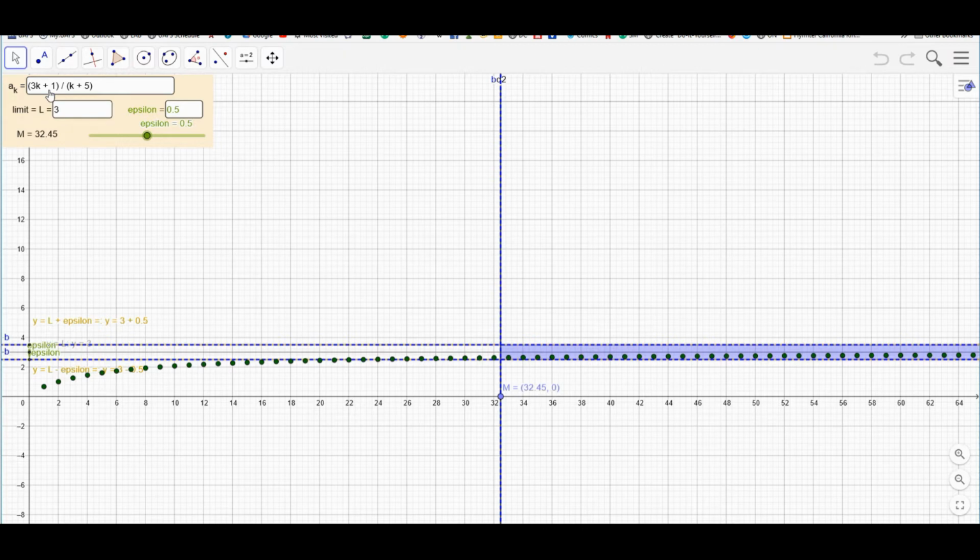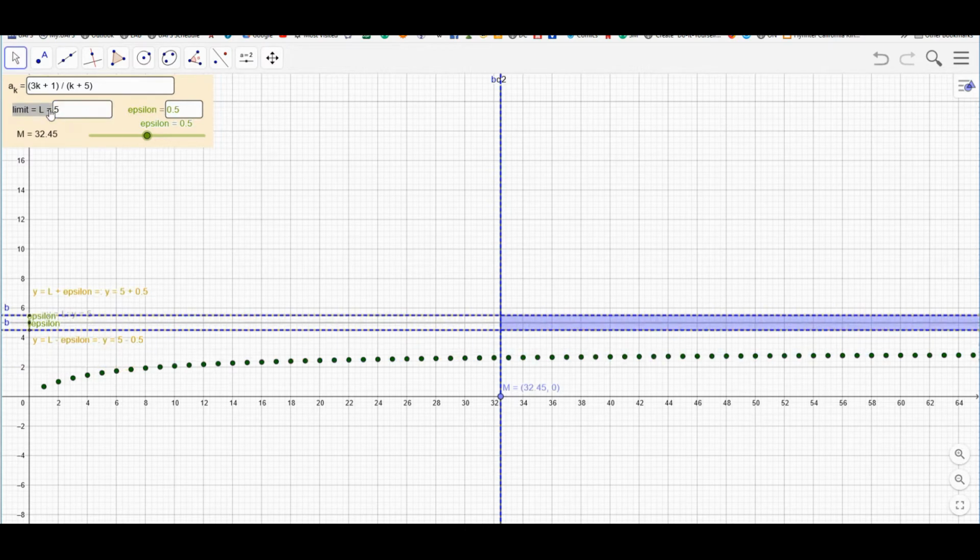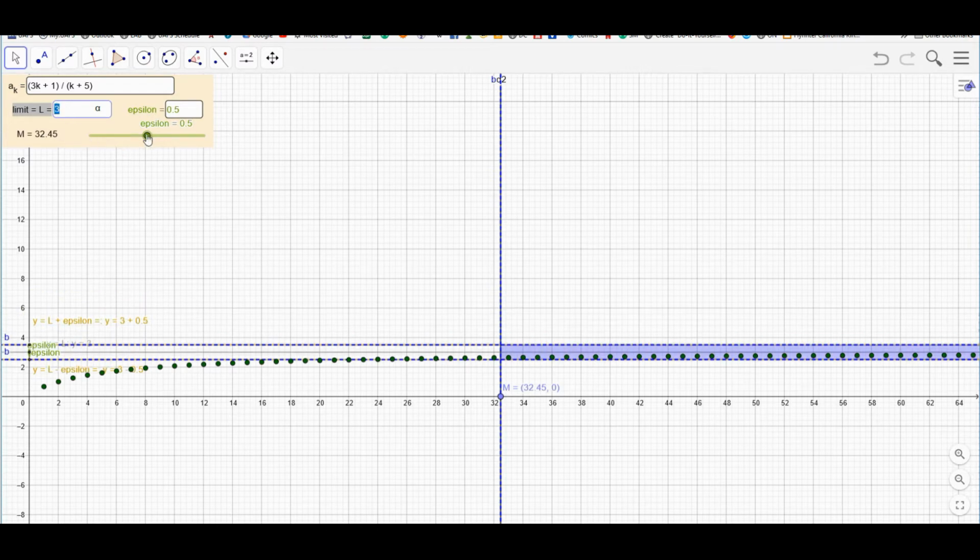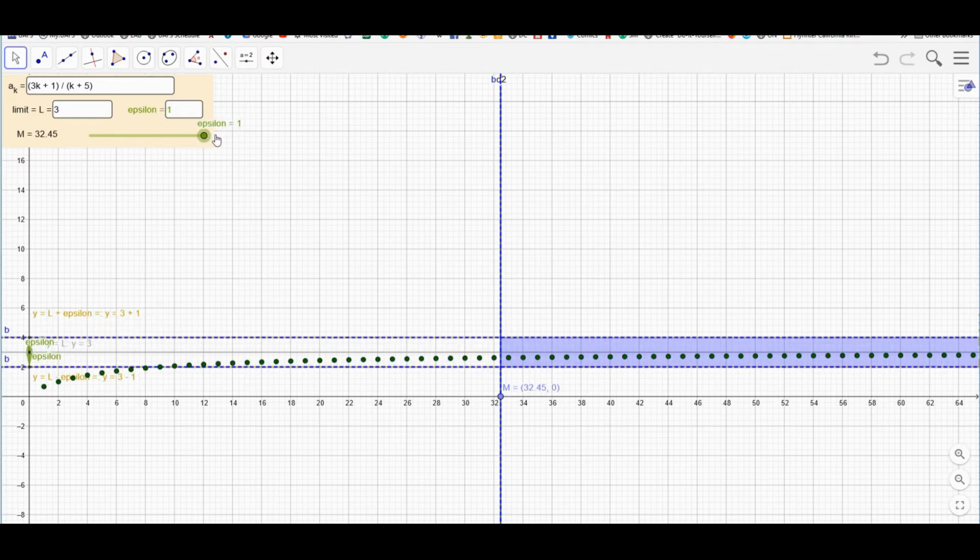You can enter a formula into this little box here, as a function of k, and it's a sub k. Figure out what the limit is and place that there. If you change the limit, I'll change it to something that's wrong, it changes where this center line is here. Okay, put it back to the actual limit, which is 3 in this case. And you can change epsilon either by this slider or by typing a number in here.